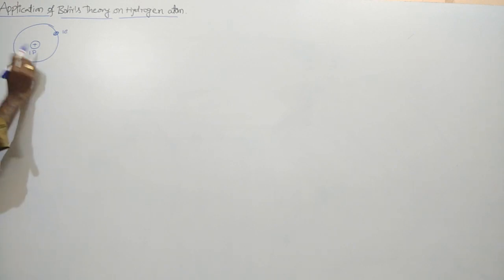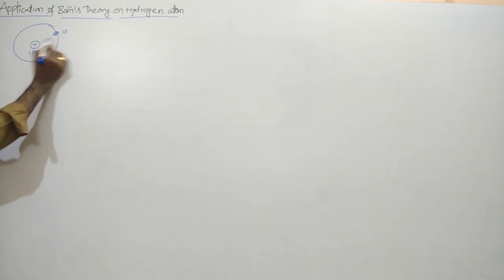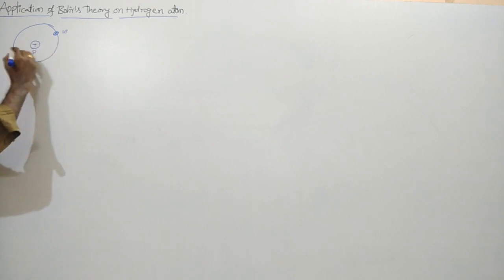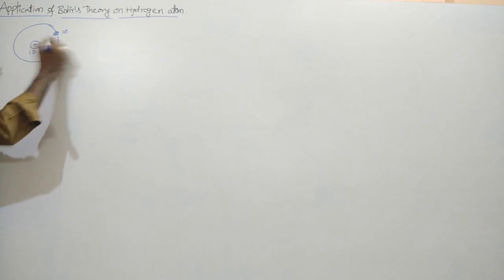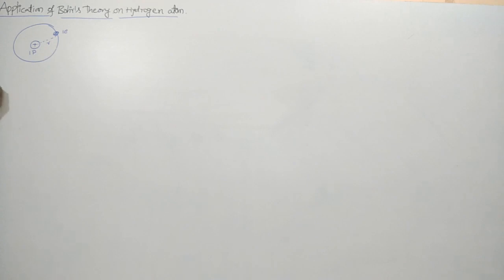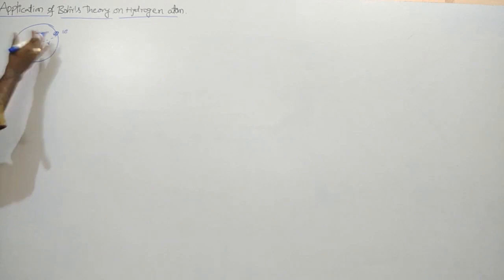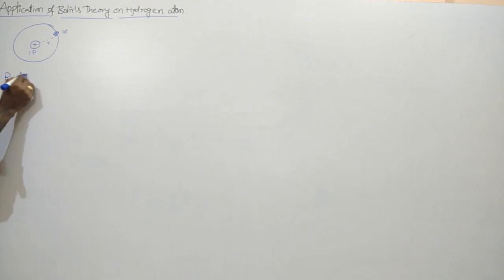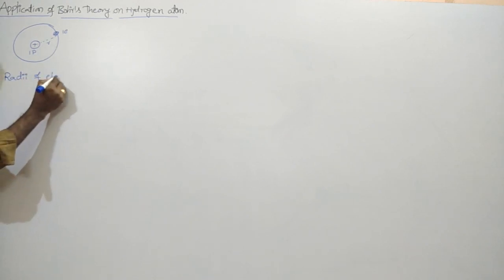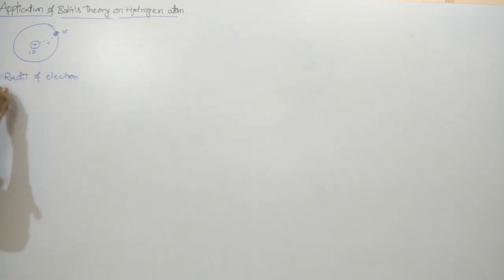See here, the nucleus is available and the electron is revolving in a stationary orbit. That means there must be some distance between the nucleus and the stationary orbit, so it will have a radius. First, we can find out the radius of the electron. That means the distance from the nucleus to the electron, r, we need to find out.